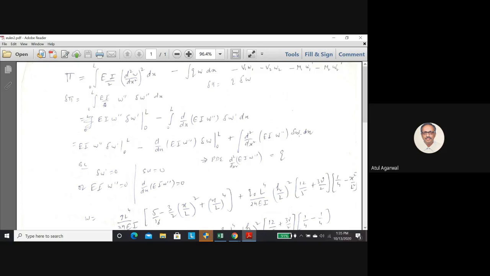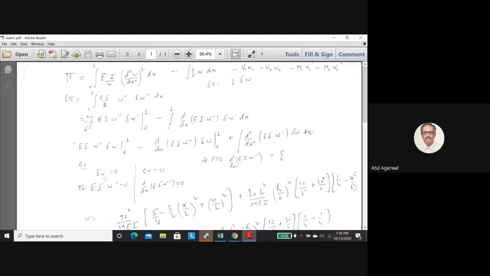Your delta W is arbitrary. So to make it 0, you should have this equal to this. And these will give you the boundary conditions. Either your delta W is 0 at the ends, or this is the equation that should be satisfied, or your slope is 0, or this should be satisfied. Either slope is 0 or this. Either this is 0 or this derivative should be 0.